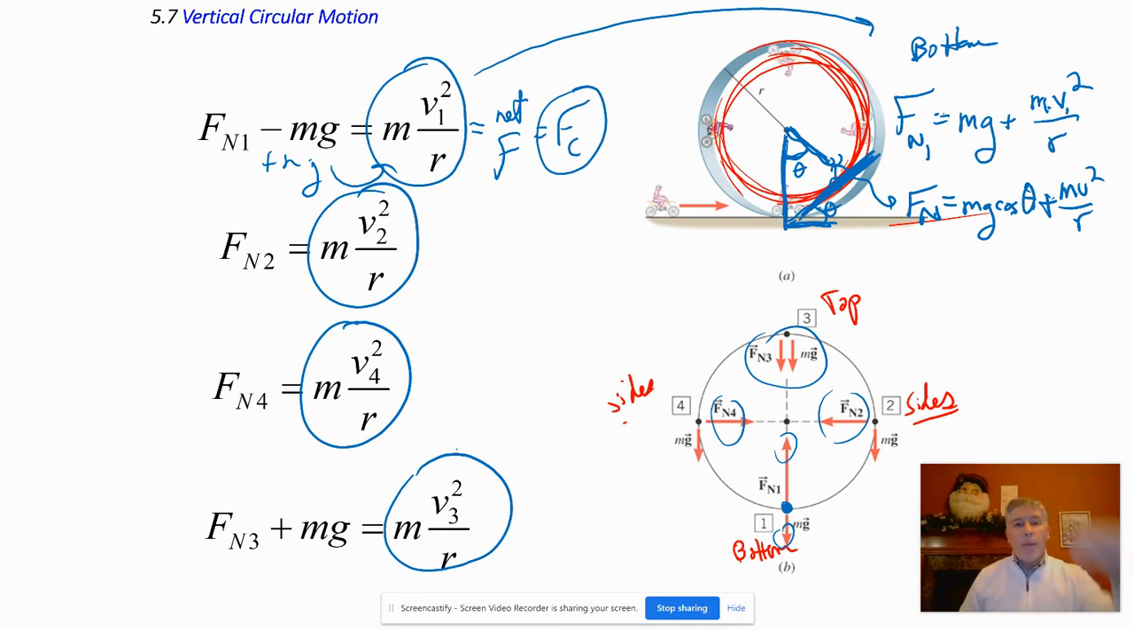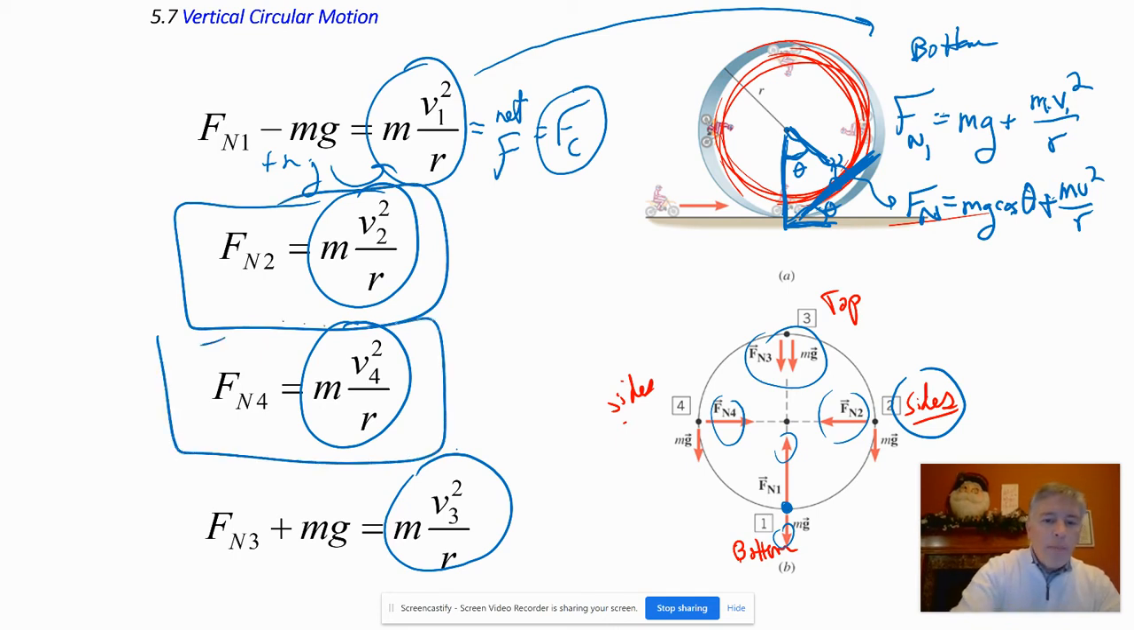And if the angle is 0, in other words, you're at the bottom, then the cosine of 0 is 1. And then as you bring it up, notice at the sides here, notice what happened to my equation. There is no mg part because it's perpendicular to it. Since the normal force and the weight are perpendicular to each other, the angle would be 90 degrees, and you don't have any weight component that's acting. So that's another piece we could do.